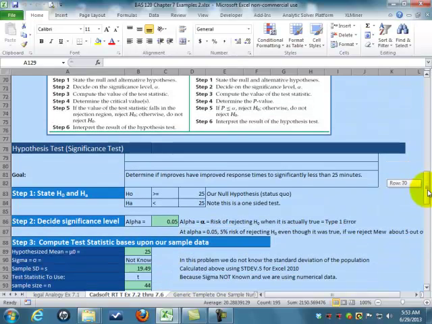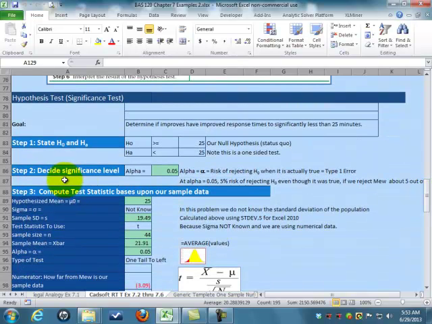The next step is to decide a significance level, or our alpha, and I put 0.05. That means if there's less than a 5% chance that these results happen just by chance, we're going to say that's enough for us to reject the null hypothesis. Step 3 is to compute our test statistic. A couple things we need to know. We need to know what our hypothesized mean is. Well, they told us that they averaged 25 minutes, so we put in 25 minutes.